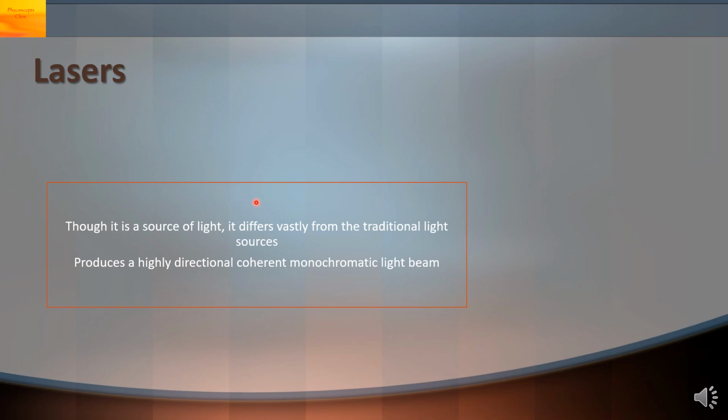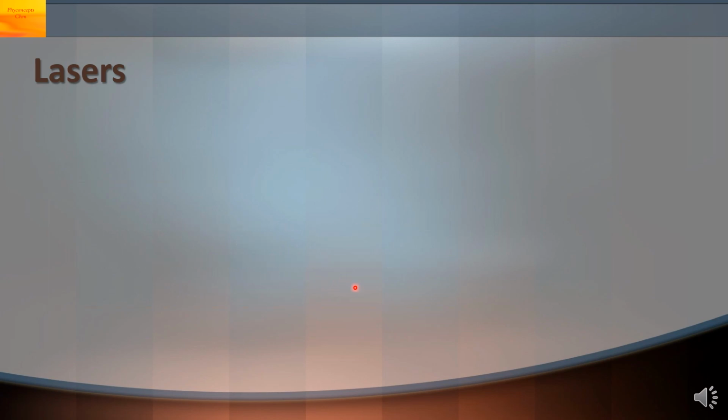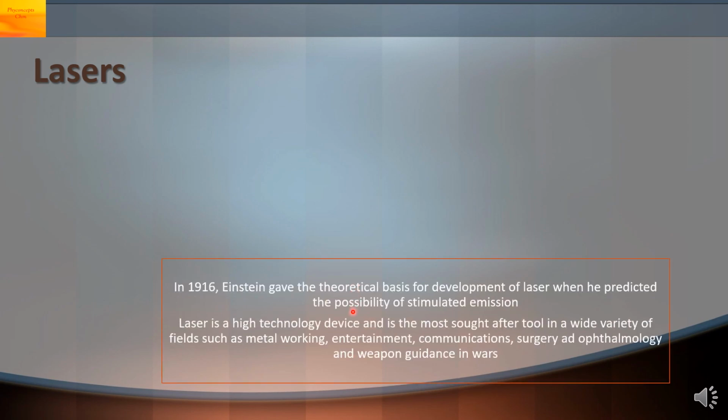It is very different from traditional light sources like the tube light and bulbs because of its characteristics like coherence and monochromaticity. The theory of laser was given by Einstein in 1916 when he predicted the process of stimulated emission. Lasers find many applications in different fields like communications, eye surgery, and weapon guidance in wars.